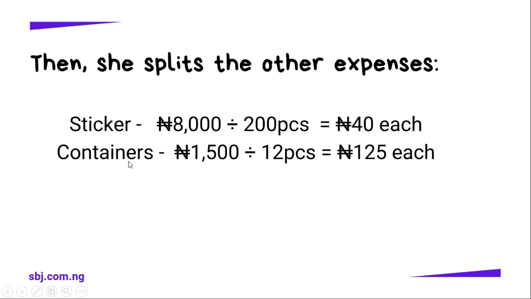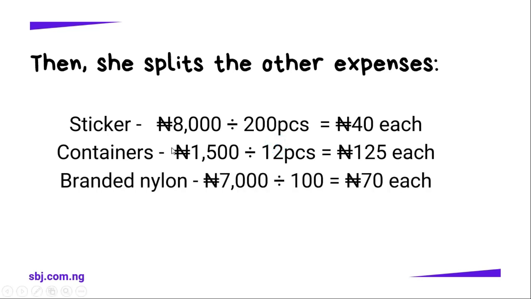The containers she's going to put the spice into cost 1,500 divided by 12 pieces, and the container costs 125 naira. Now note that if she incurred any other transport cost in buying these stickers and containers, it will be added to it. I will illustrate those things better when we're using the template. So she also has branded nylon, which is 7,000 naira divided by 100 pieces.